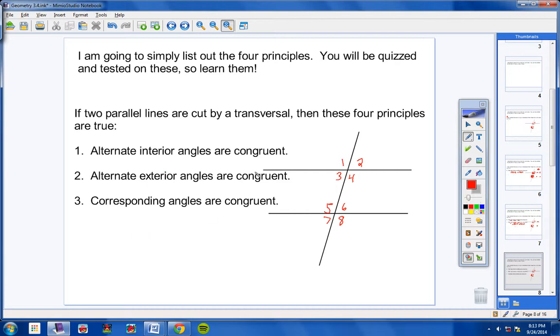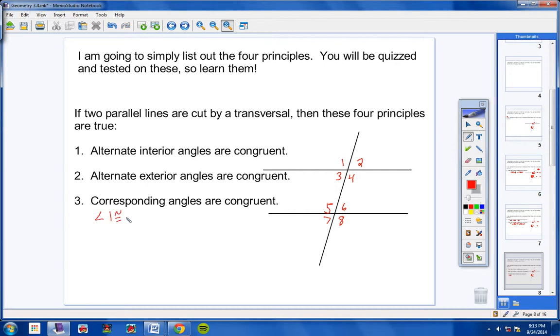Whenever two parallel lines are cut by a transversal, not only are the alternate interior angles congruent and the alternate exterior angles congruent, also the corresponding angles are congruent. Okay, so the corresponding angles would be 1 and 5, 2 and 6, 3 and 7, and 4 and 8. So if your two lines are parallel and they're cut by a transversal, corresponding angles are congruent. So I would write this down if I were you.